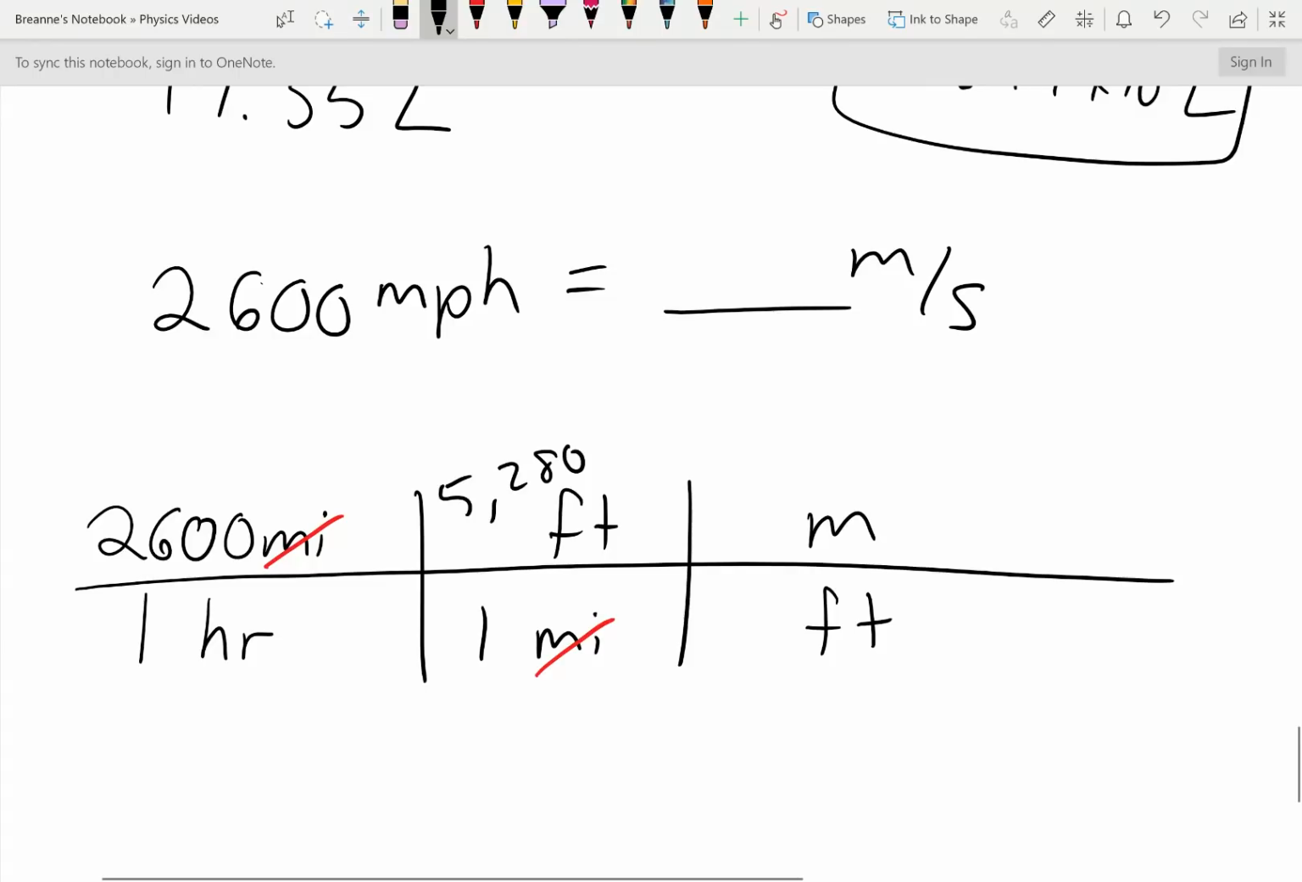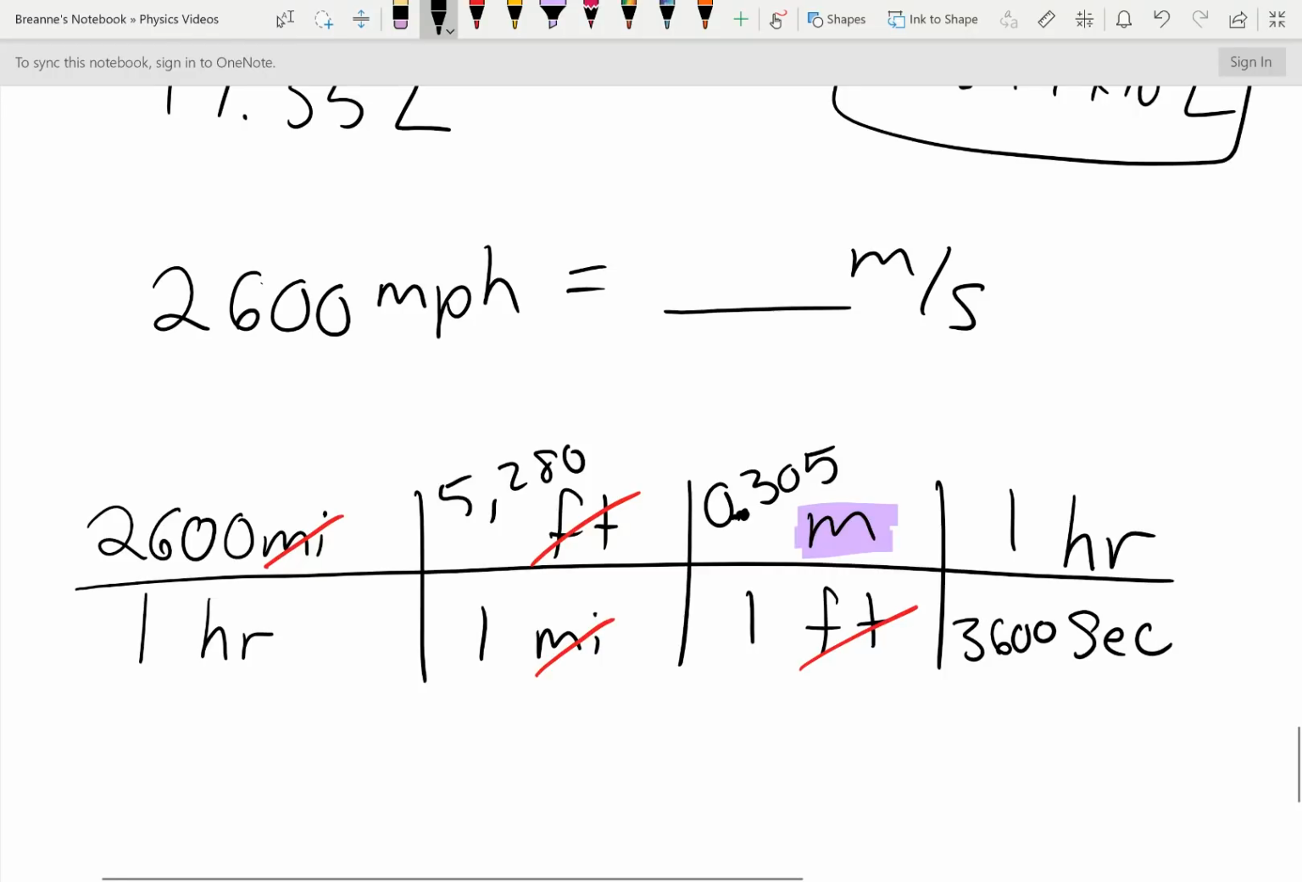If you're looking at your conversion chart, for one foot, you have 0.305 meters. Our feet cancel, and you're left with meters. That's what we want. But we still have hours. We don't want hours. Hours are on the bottom. To cancel it out, it's got to go on top. But we want seconds. On your conversion chart, it says for 1 hour, you have 3,600 seconds. Our hours cancel, and we're left with seconds.